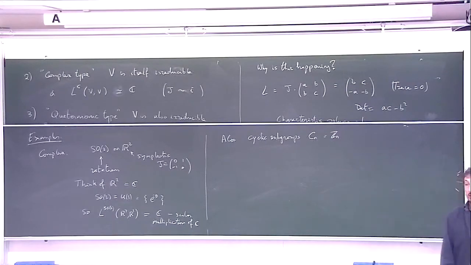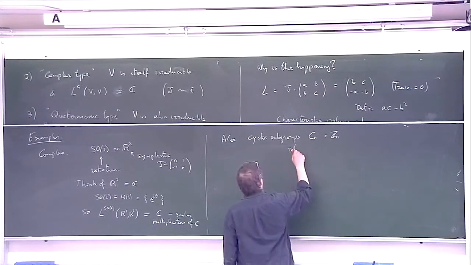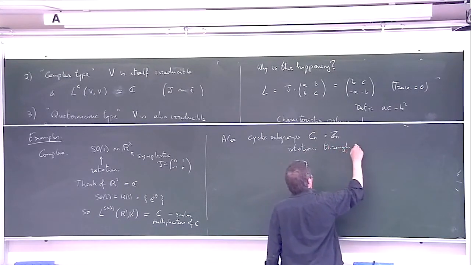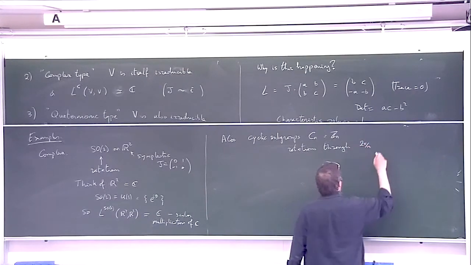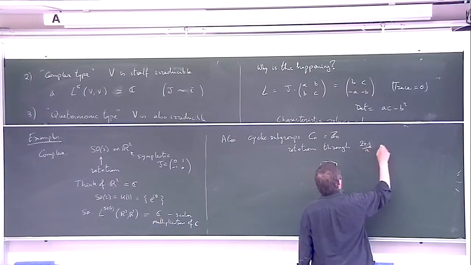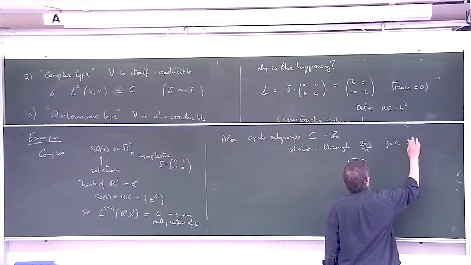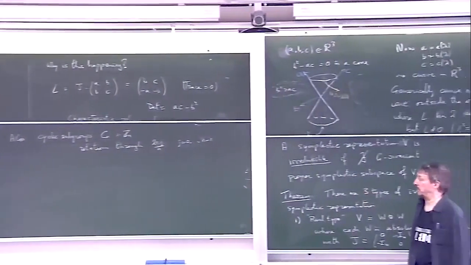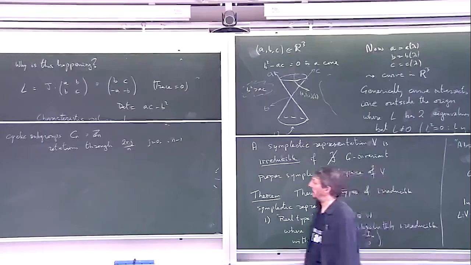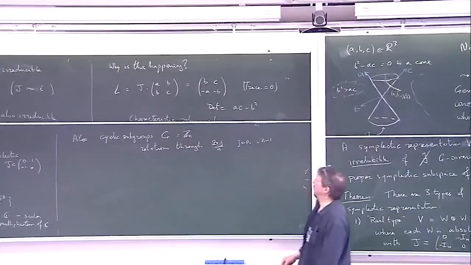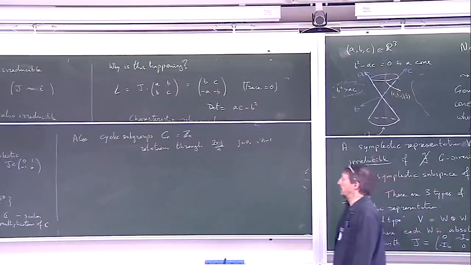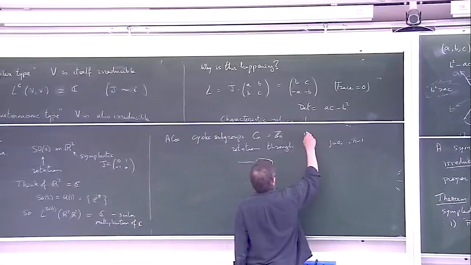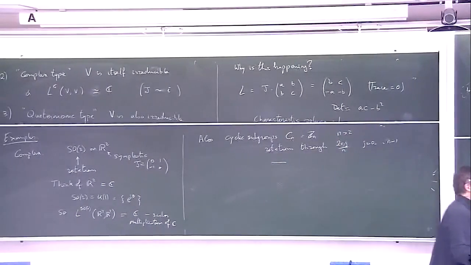Cyclic subgroup of rotations, a group of order n. It's just a subgroup of SO2. Some people write Cn, some people write Zn. So that's the same type, for n bigger than 2.